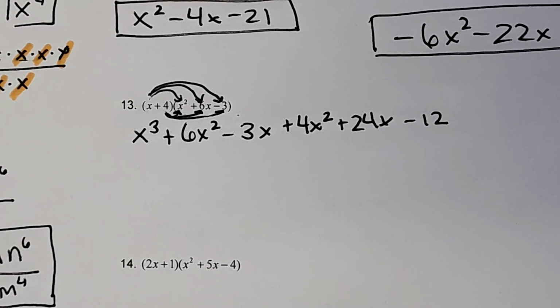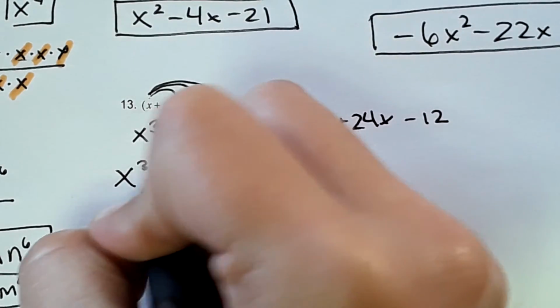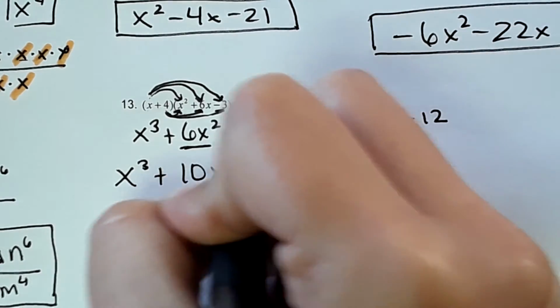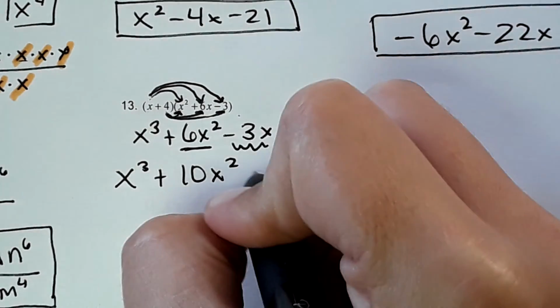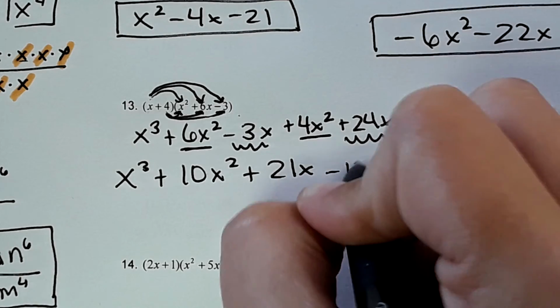Okay. So now that we have it all written out, we need to combine like terms. There's only one x cubed, so we'll just write that down. Then x squared, we have 6x and 4x, so that's 10x squared. We have negative 3x and 24x. Combined, that would be 21x. And then just one constant of negative 12.